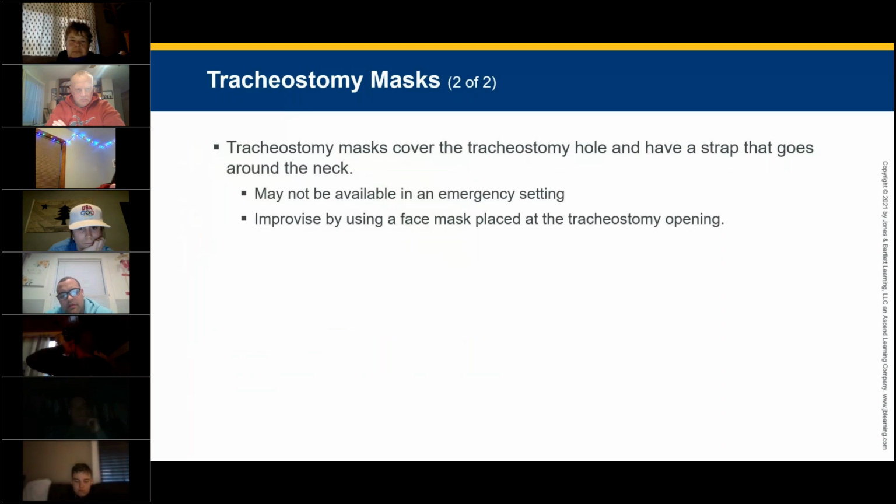A tracheostomy mask must cover the tracheostomy hole and have a strap that goes around the neck. Again, they may not always be available in an emergency setting. You can improvise by placing a face mask over the stoma.